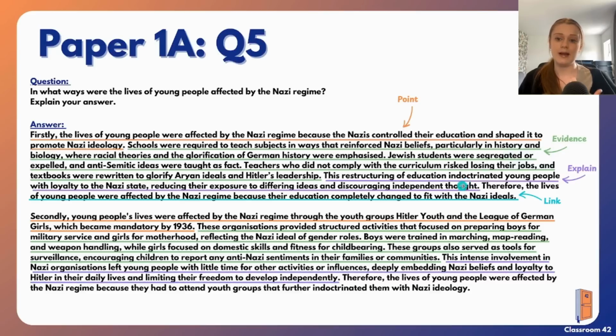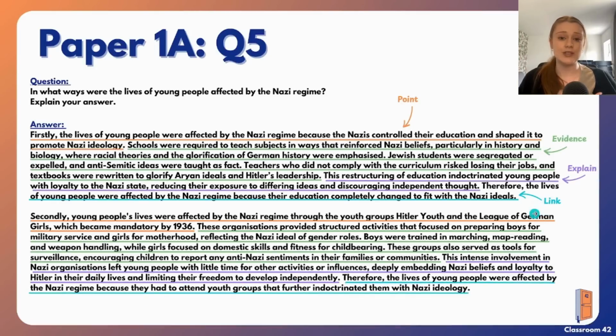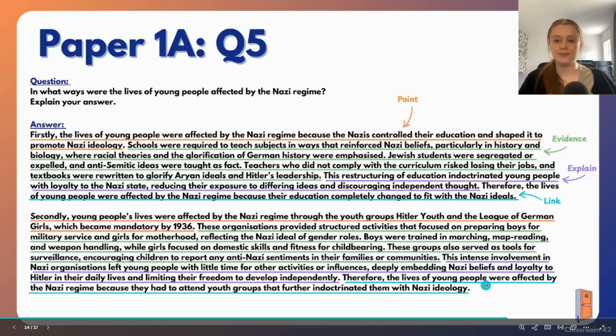Then we're going to explain how this affected the lives of young people. This intense involvement in Nazi organisations left young people with little time for other activities or influences, deeply embedding Nazi beliefs and loyalty to Hitler in their daily lives and limiting their freedom to develop independently. And finally, we're just going to link back to the question. Therefore, the lives of young people were affected by the Nazi regime because they had to attend youth groups that further indoctrinated them with Nazi ideology. And that's how to answer question 5.